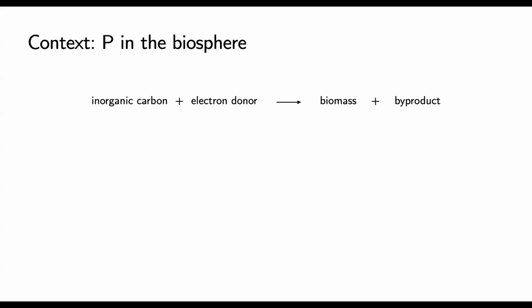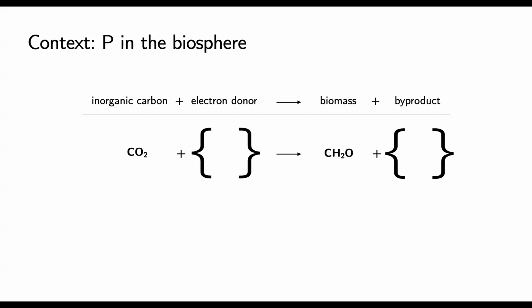And so what organisms are doing, primary producers, they're taking inorganic carbon, reacting it with an electron donor or a reductant, to produce reduced carbon, biomass, organic carbon, and then an oxidized byproduct. And so to break this out, the inescapable parts of this reaction are the inorganic carbon, say CO2 or dissolved inorganic carbon, that becomes organic carbon, biomass. But then there are a number of possible electron donors that organisms could use.